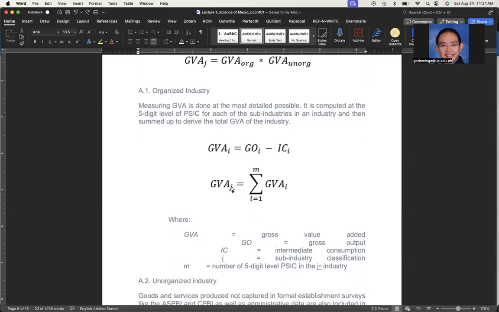For each industry J of the 16, you add up the GVAs for the different sub-industries, which are the 5-digit PSIC in the J industry. And then each GVA is simply gross output minus intermediate consumption, which is, again, the concept we've been talking about with regard to production estimation approach. So that's the organized industry.